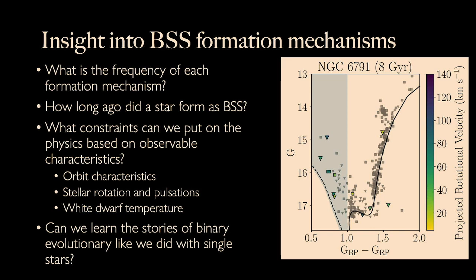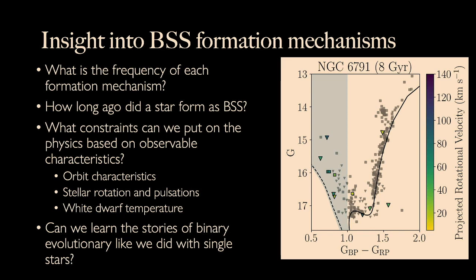Another one is, how long ago did a star form as a blue straggler star? We know it wasn't born as a blue straggler star. It had to have gained mass later, otherwise it would have died a long time ago. So how long ago did these things form? What's the rate that they form in different sorts of environments?